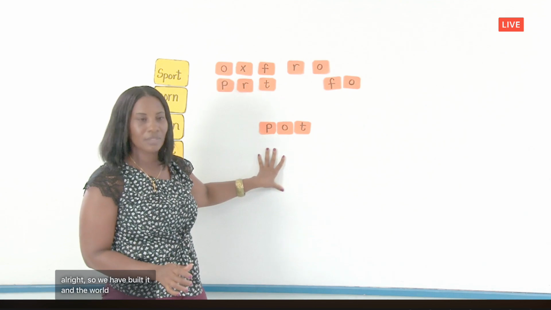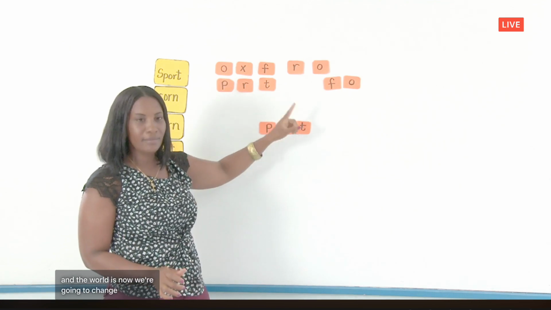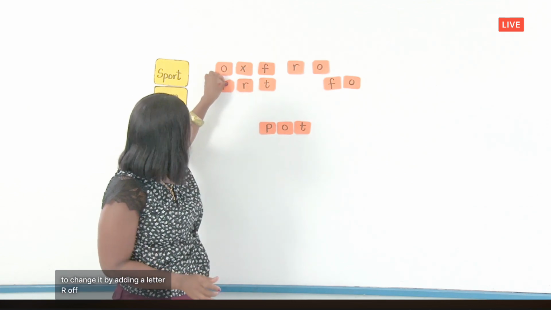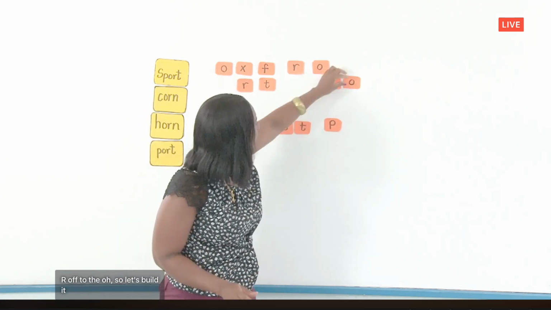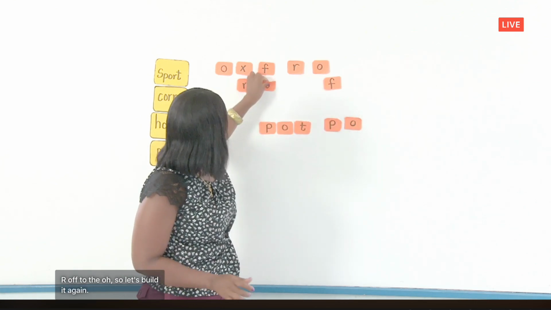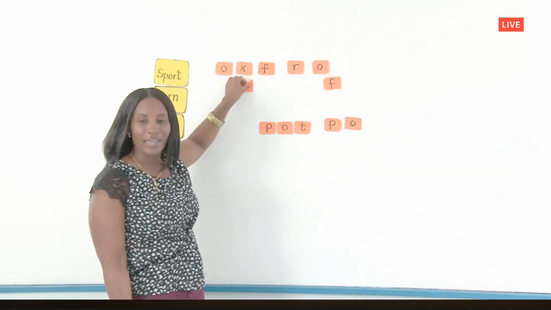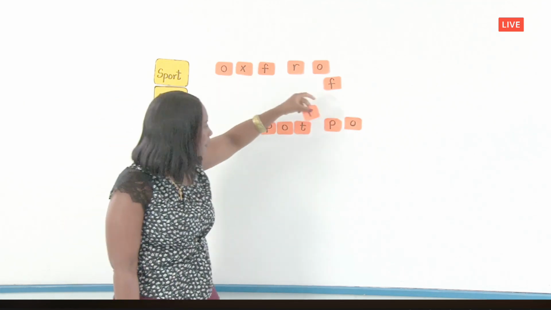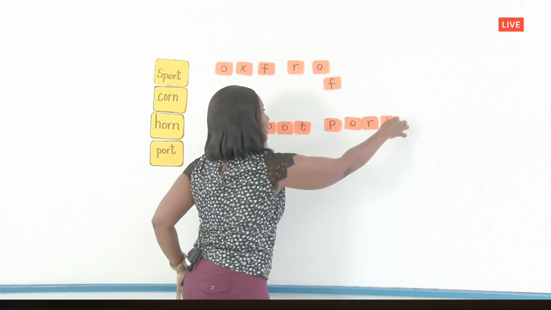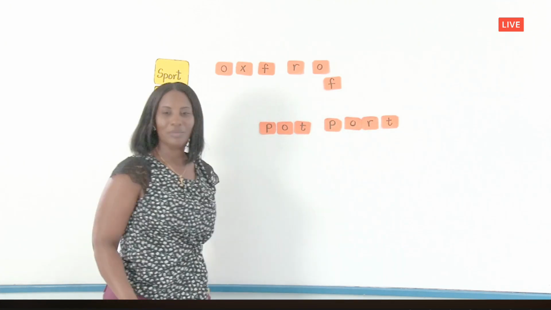Now we're going to change it. We're going to change it by adding the letter R after the O. So let's build pot again. P, O. And this time we're going to add our letter R. Nice. And we have our T.